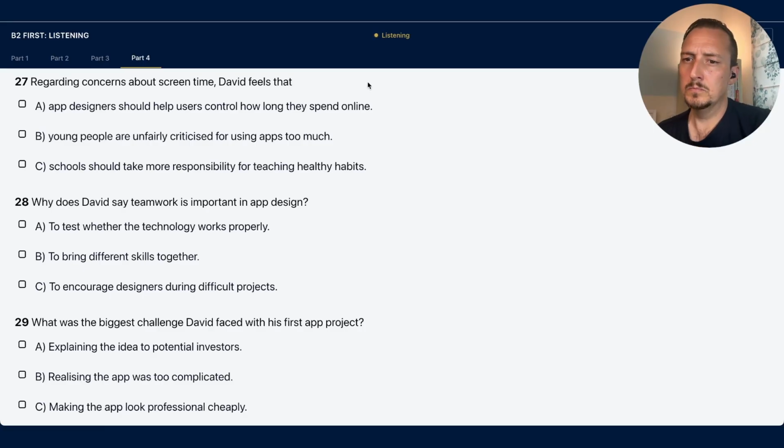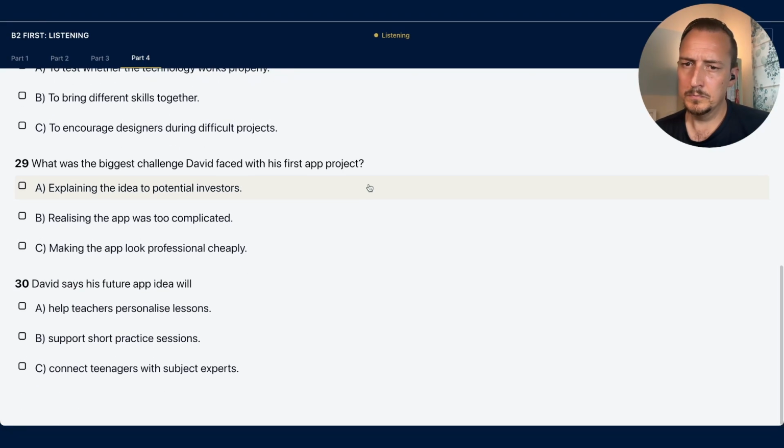App design sounds creative, but also technical. How important is teamwork? Very. Designers, developers, writers, and testers all bring different skills, but for me, the real value of a team shows when a project gets difficult. You can spend days trying to fix one small problem, and it's easy to lose confidence. That's when someone saying, "Let's try this another way," or "come back to it later," can really help keep everyone going. What about your first proper app project?